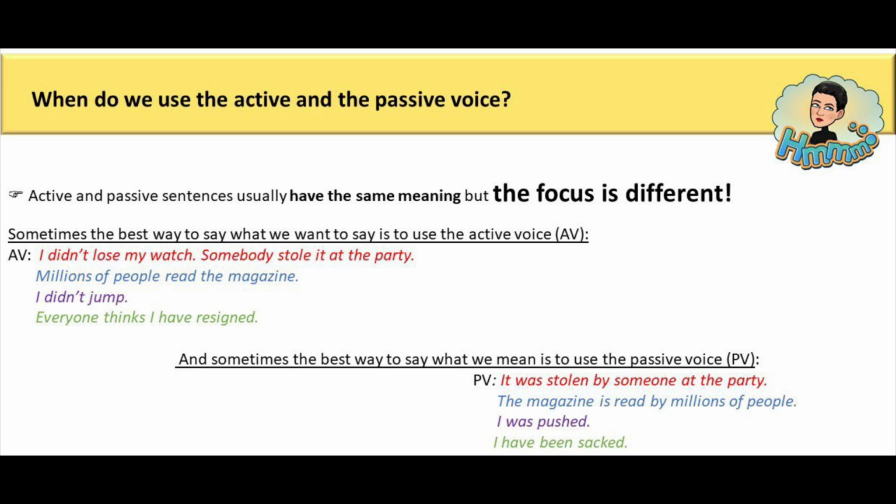The last one is everyone thinks I have resigned. So that's an assumption made by other people about something which has happened to me. But in fact, the passive version would be I have been sacked, which is something that has happened to me without my being involved. You can see that there is a clear distinction between the active and the passive, and it all depends on the focus of the sentence.